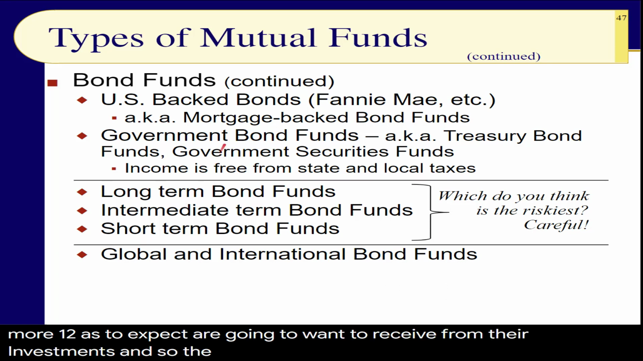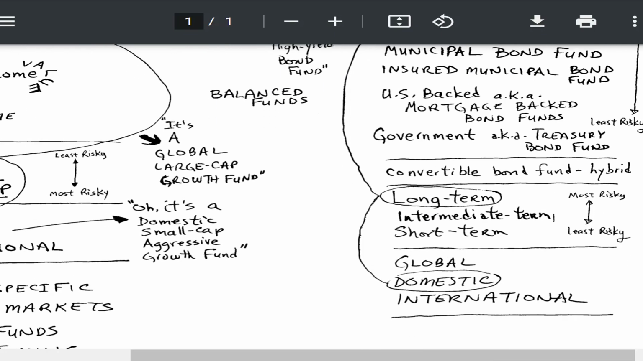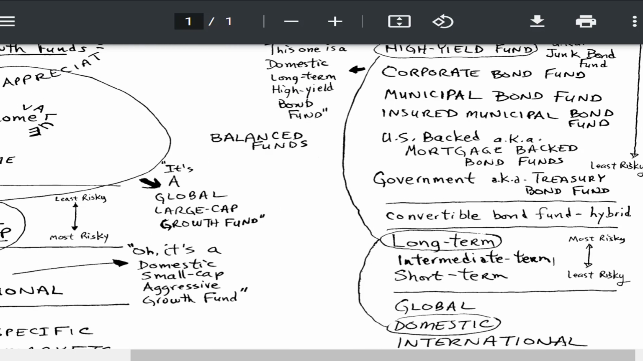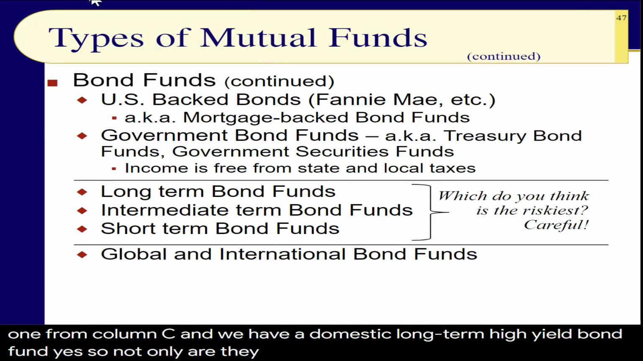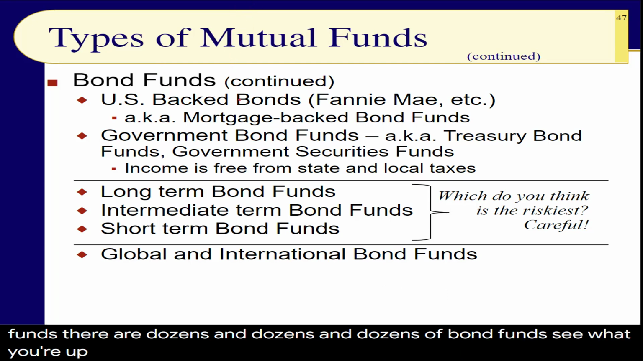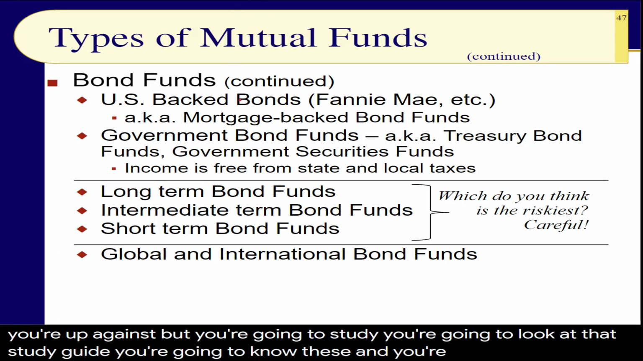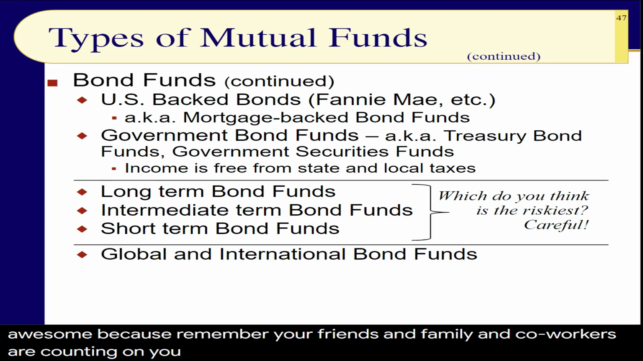And so the same thing happens in the bond world of mutual funds. We pick one from column A and one from column B and one from column C, and we have a domestic long-term high-yield bond fund. So not only are there dozens and dozens of stock funds, there are dozens and dozens of bond funds. See what you're up against? But you're going to study, you're going to look at that study guide, you're going to know these, and you're going to be awesome. Because remember, your friends and family and coworkers are counting on you. And so am I. And I know you're going to do well.